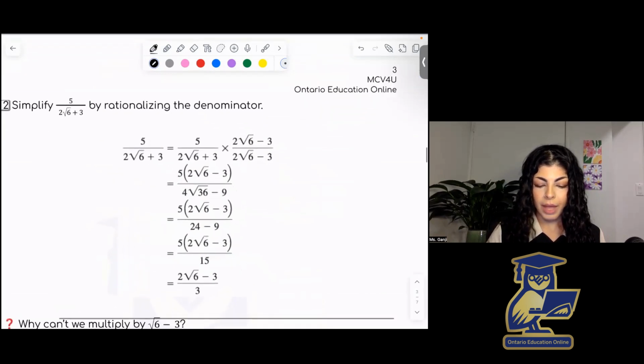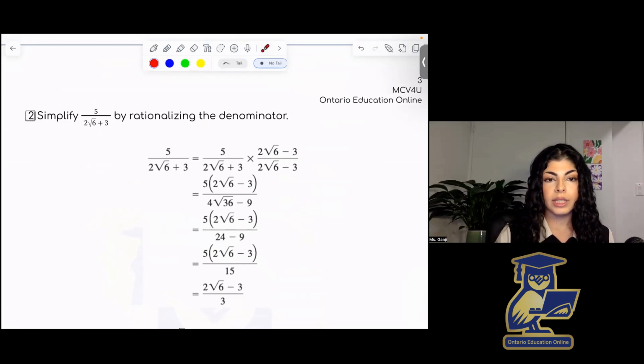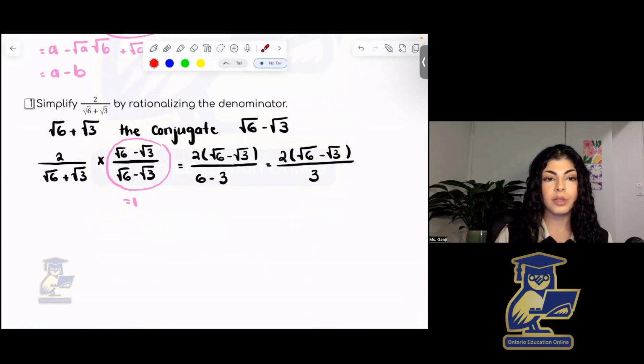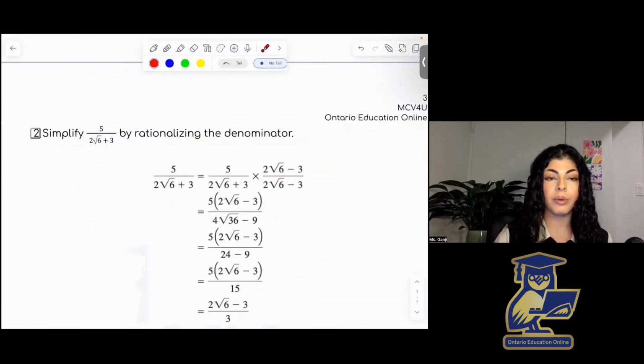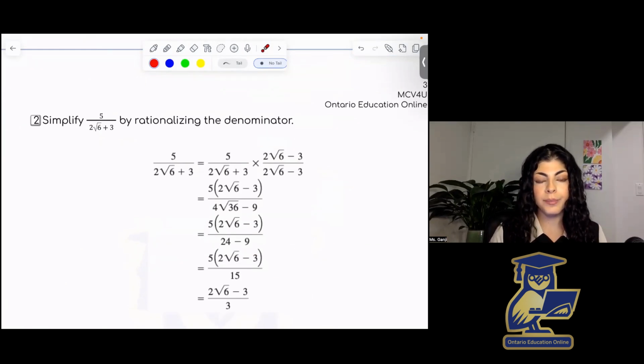So here, I've given you another example, and I want you to consider why this is different from the example we saw here. You should have noticed that here we have two square roots in our denominator, whereas here we only have the square root in the first term. And how does that make a difference for our conjugate?